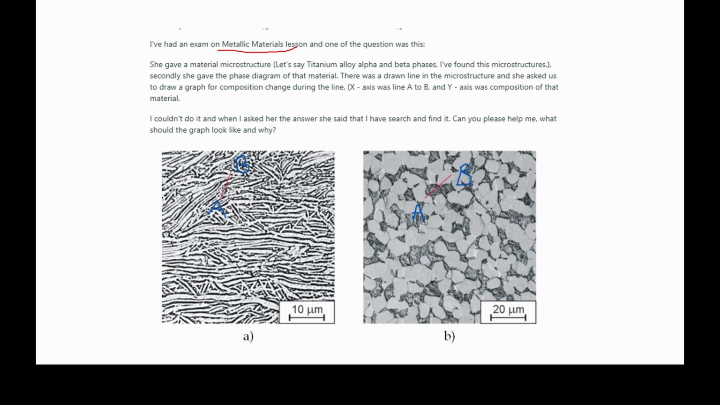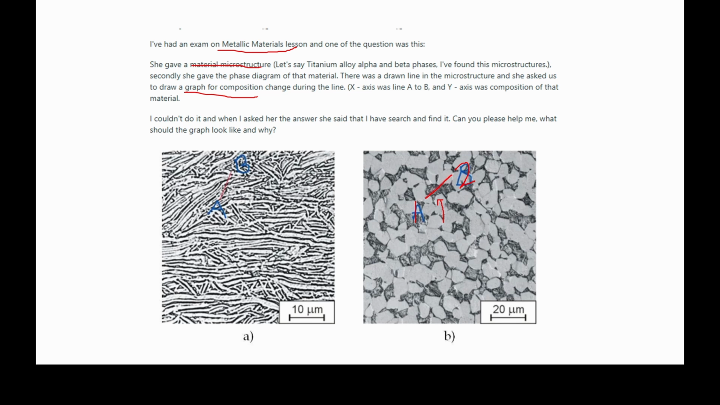So the question was basically that you have a material microstructure. We've got these two examples that the person has given to us, and there's a line drawn on the microstructure. So we'll draw this line. Instead of A, we'll call this point 1, and we'll call this 2, just because I'll use A and B later. So we've got this line drawn from 1 to 2 along the microstructure. And the question is, what does the graph for composition look like along this line?